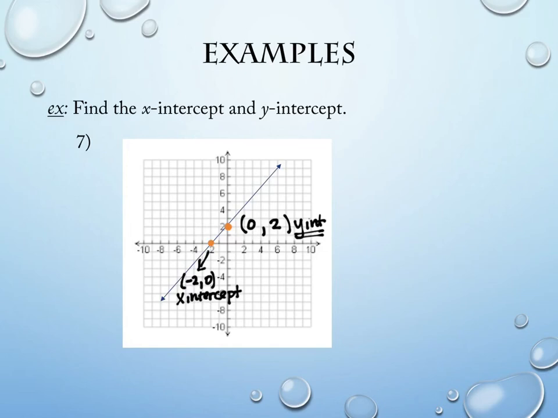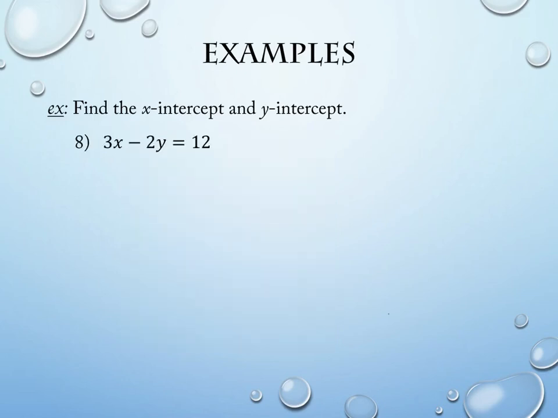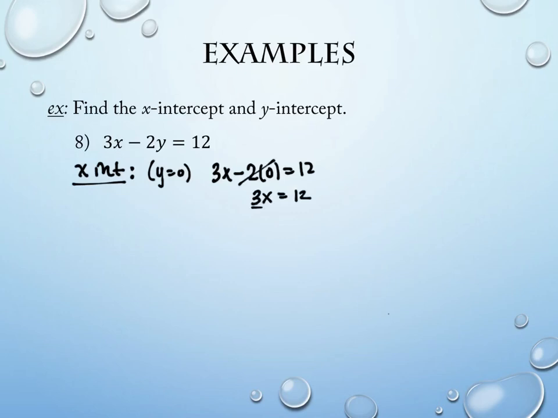We don't always have a graph that we're given. Sometimes we just have the equation. But in order to find the x-intercept, one of the things that I had written down on that previous slide is that it means that y equals 0. So if you take your equation and you plug in 0 for y, then you can solve for x. So this is 0, so I've got 3x equals 12. If I divide by 3, then x is equal to 4. So the x-intercept is x equals 4, y equals 0.